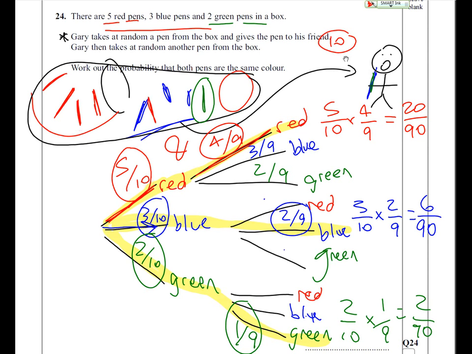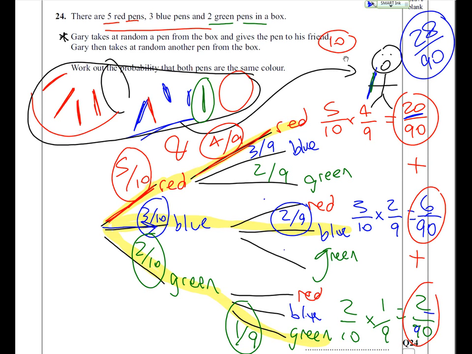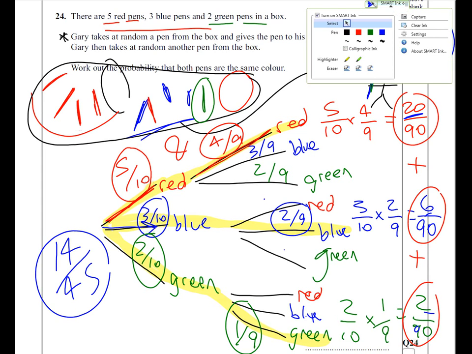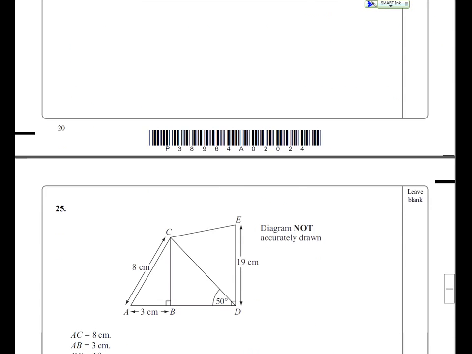Now, you want this, or this, or this. So any of them will do, so you add up them all to make it more likely. 20 plus 6 is 26, plus 2, 28 over 90 is your answer. Okay, yeah, I know it will simplify to 14 over 45, but there you go. Okay, that's your answer done. There is a video on that too if you want to check it out.